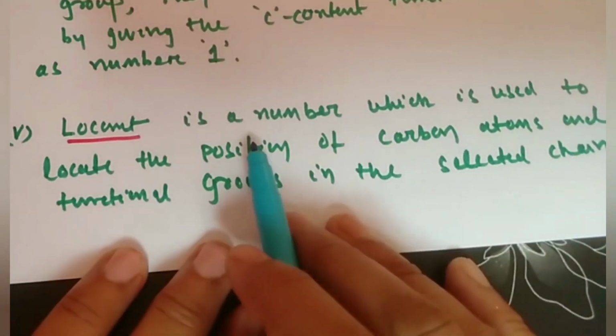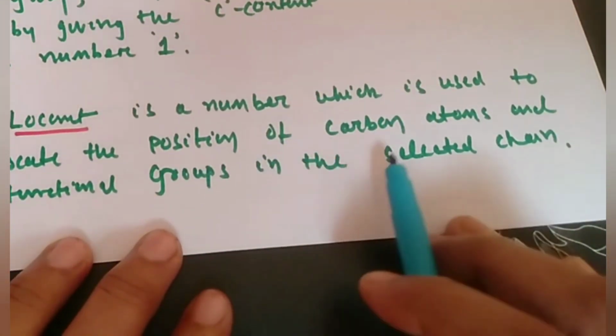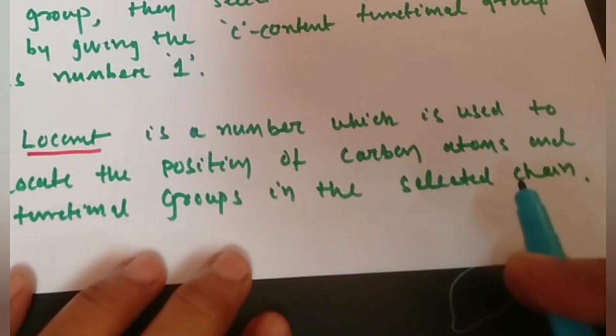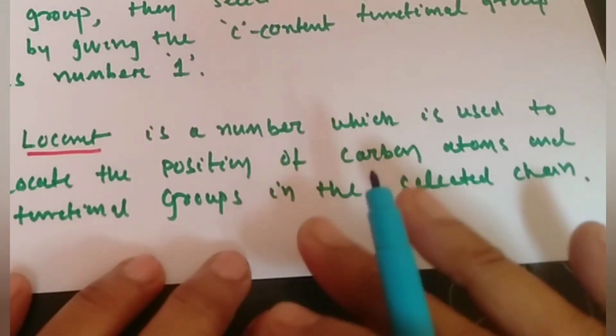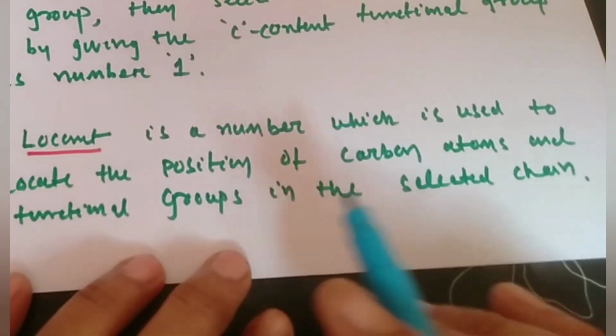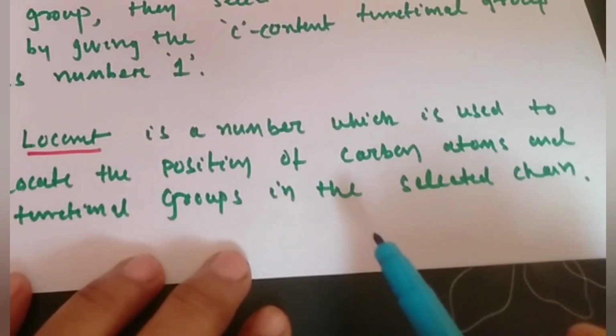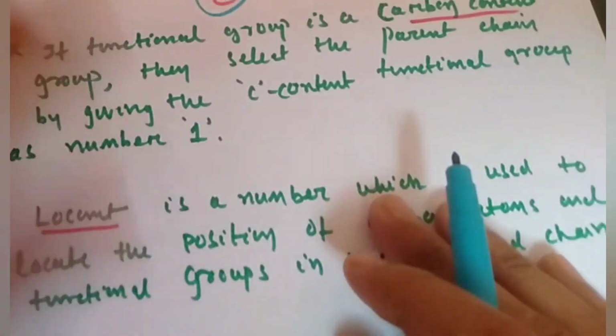Then what is locant? Locant is a number which is used to locate the position of the carbon atoms or the functional group in the selected chain. In a chain, we have to number the carbon atoms in the parent chain, and the functional group, etc. Then that number is known as your locant.